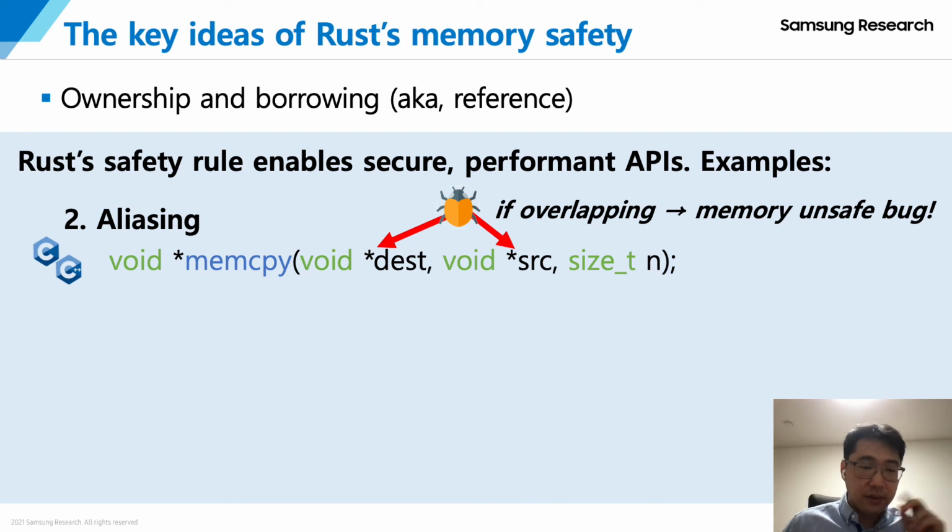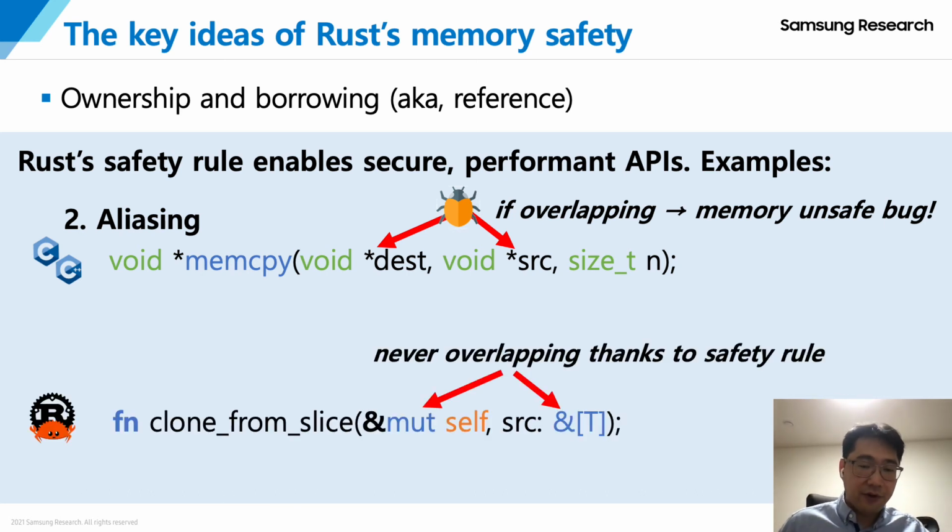Aliasing is another great example. In C, given two pointers, the compiler can assume both are distinct, making it hard to apply performance optimization techniques. For example, if we provide two overlapping pointers to memcpy, it causes a memory safety issue. So it is commonly considered the user's responsibility to follow memcpy's safety guideline. In Rust, however, a mutable reference and a shared reference cannot exist at the same time. For example, in the clone_from_slice function, two references never point to the same value thanks to its safety rule. In short, these rules make Rust generate safer and better optimized code as a result.